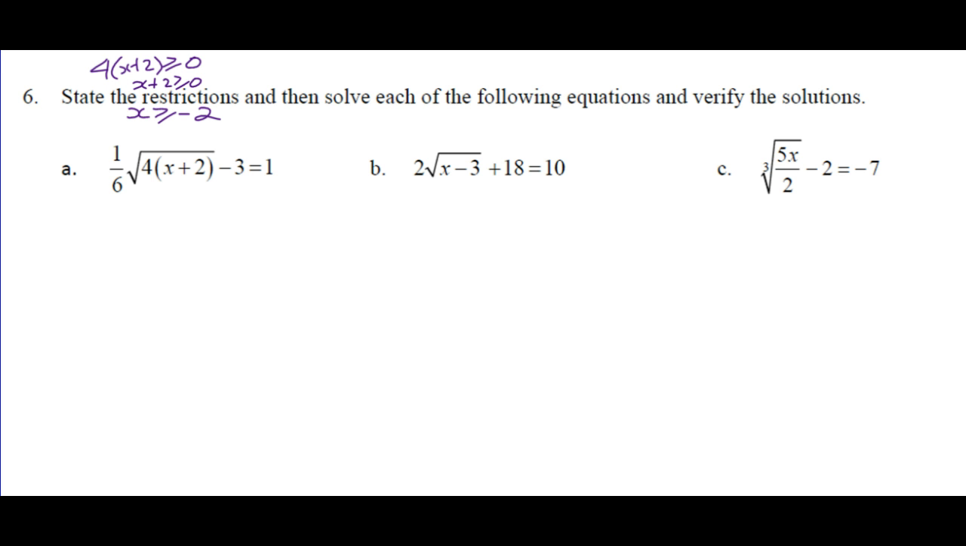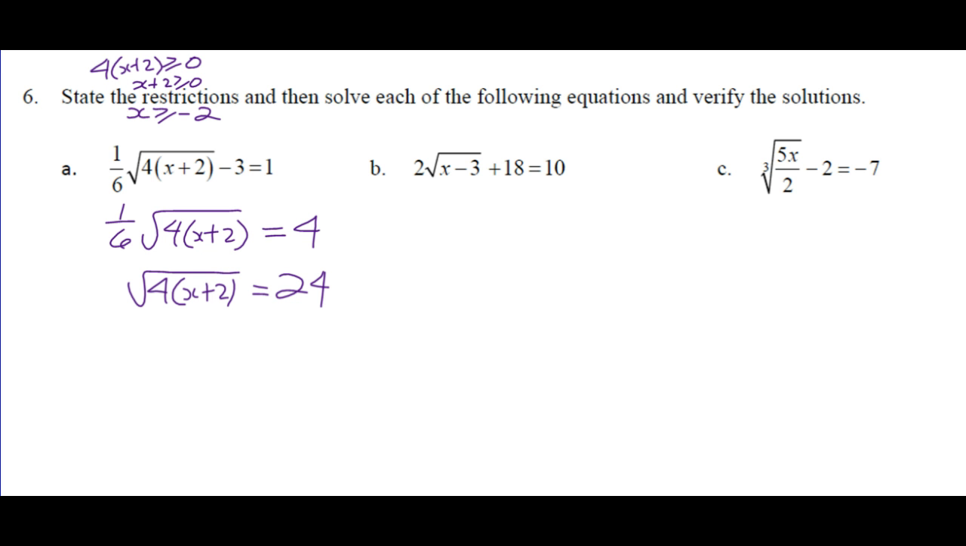So the last thing I do is subtract 3, so the first thing I do is add 3 to both sides. So 1/6, the root. So everything else stays the same. Add 3 to both sides, and we've got it equal to 4. Okay, step 1. What's step 2? Multiply by 6. We multiply both sides by 6. So root of 4 times x plus 2 equals 24. Now, is the radical isolated? Yes. Right? Yeah, there's stuff going on underneath it, but there's nothing going on outside of it, right?